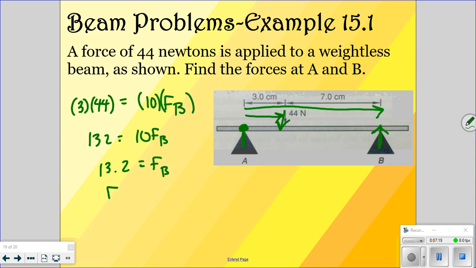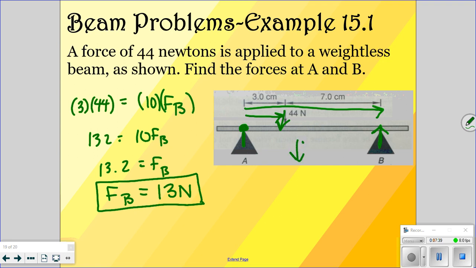And how many sig figs should we have here? We should have 2, so that's just going to be 13 newtons. So that would be the force of B. So now, if you look back at your beam, we have one force that is acting down, which is the 44, and we have 2 forces that are acting up, the A and the B. So 44 is going to have to balance with force A and force B, because the beam is not moving. It is in a static position.